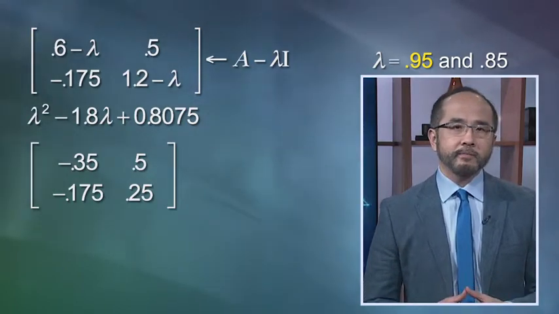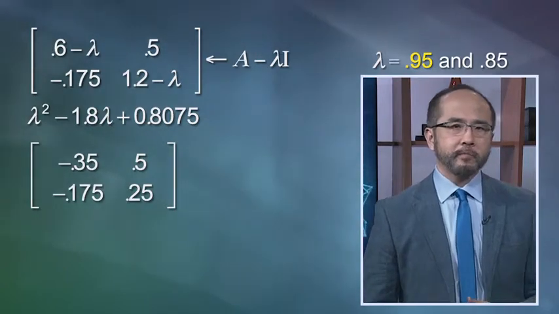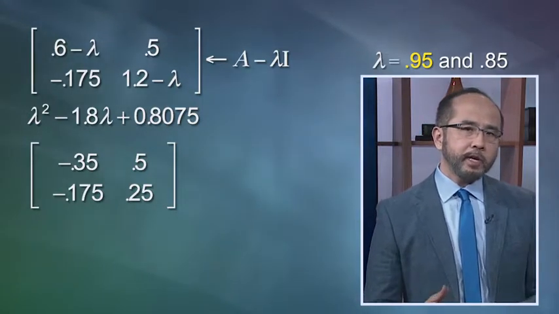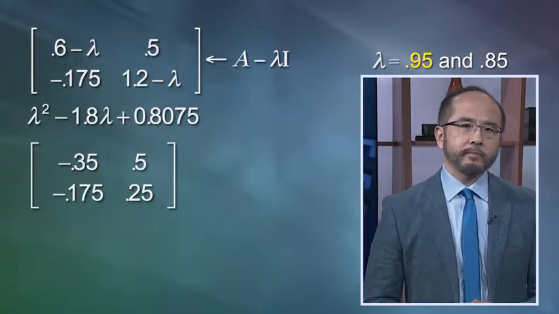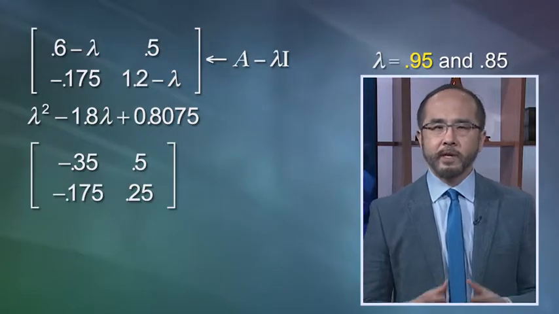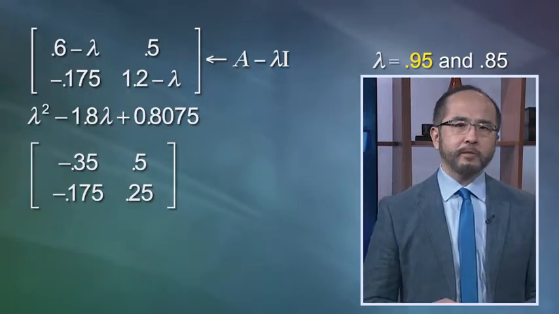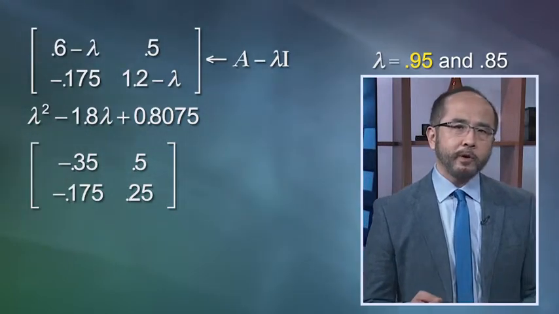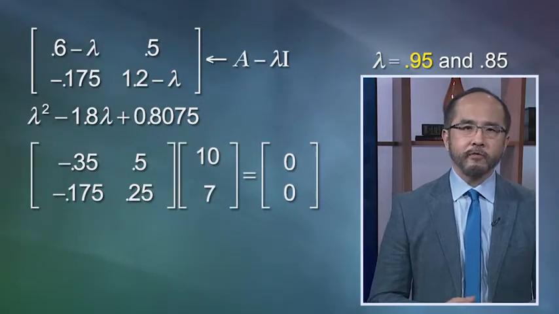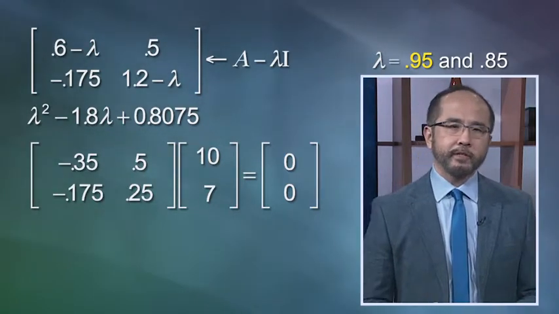And indeed it does. You could compute the null space by solving the homogeneous system, where you multiply this matrix by a vector x and set it equal to 0 and solve for x. But for a 2x2, you can often see a solution by inspection. In this case, I notice one column is a multiple of the other, a sure sign the matrix is not invertible. In fact, the ratio of the first column to the second column is minus 7 to 10. So if I multiply this matrix by the vector 10, 7, you will see you get the 0 vector. So one eigenvector for the eigenvalue 0.95 is the vector 10, 7.